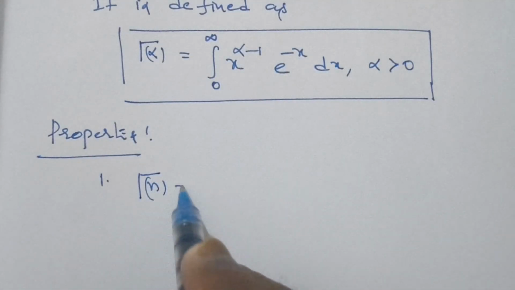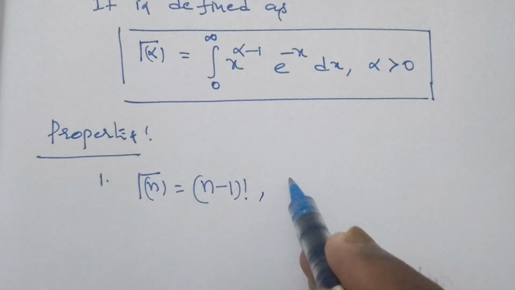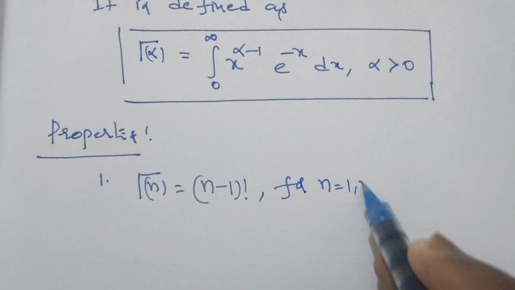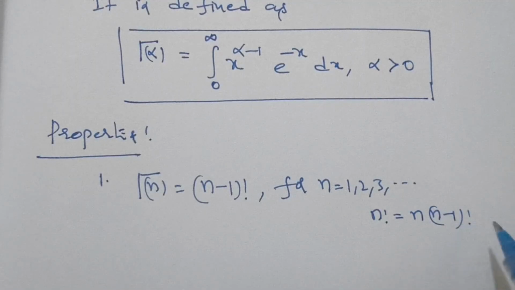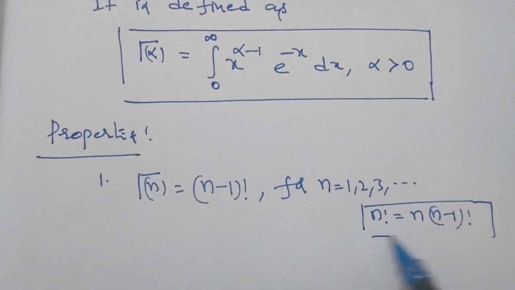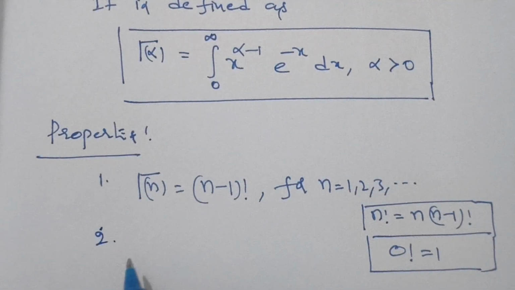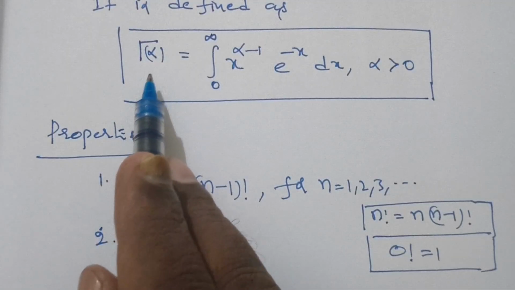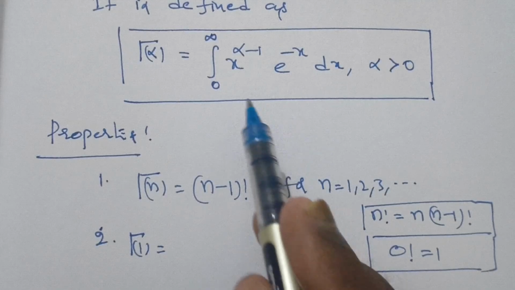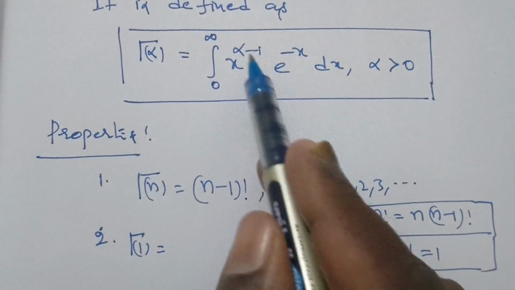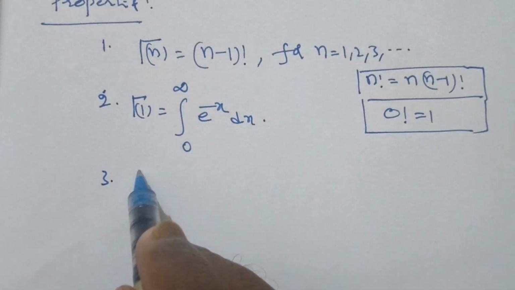We have some properties of the gamma function here. First one is gamma n equals n minus 1 factorial. This indicates the relation between gamma and factorial for n equals 1, 2, 3 and so on. In earlier classes, we have n factorial equals n into n minus 1 factorial, and 0 factorial equals 1. Second property: if we put alpha equals 1 in this definition, then gamma 1 equals the integral with x power 1 minus 1, which is x power 0, that equals 1. The remaining part is the integral from 0 to infinity of e power minus x dx.